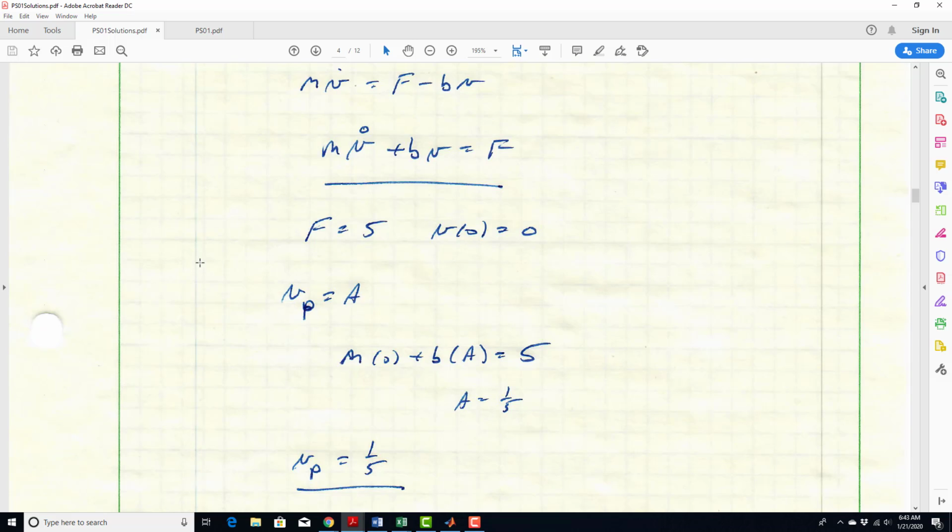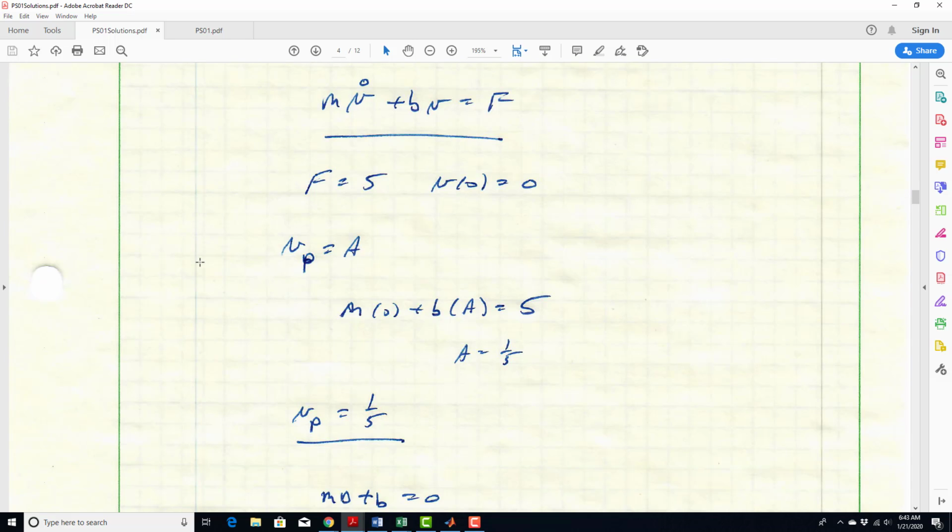We know the value of the forcing function, it's 5. So the form of the particular solution is just a constant, right? This is a 0th order polynomial. We only need one term. Its derivative is 0, so plugging that back into the differential equation, we come up with the answer that A, the particular solution, is 1/5.